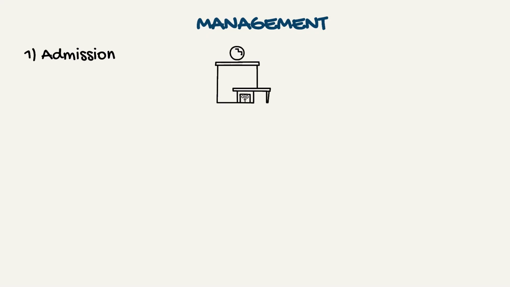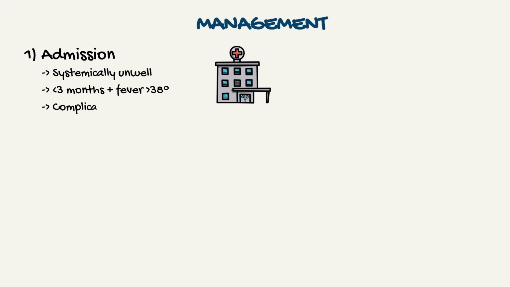And for management, which is the most important section for your UKMLA, how do we manage acute otitis media? The first principle is admission. Who needs to go to hospital? Well, any child that is systemically very unwell, under 3 months with a fever over 38 degrees, or if you suspect a complication like mastoiditis, should be sent to hospital.